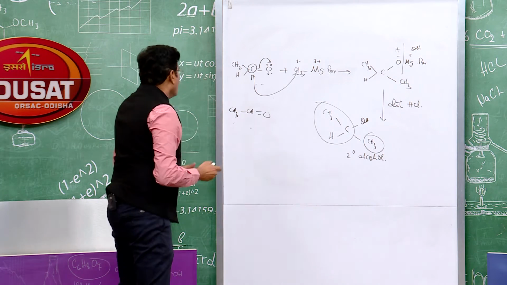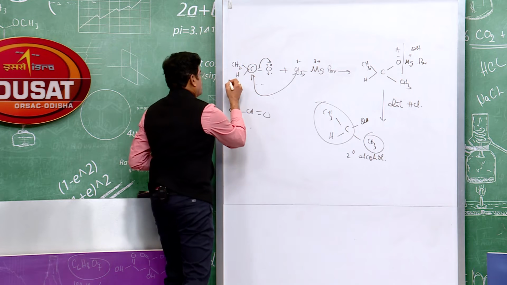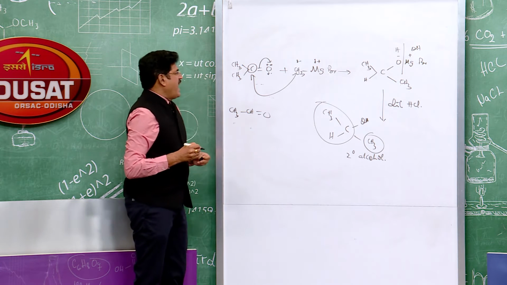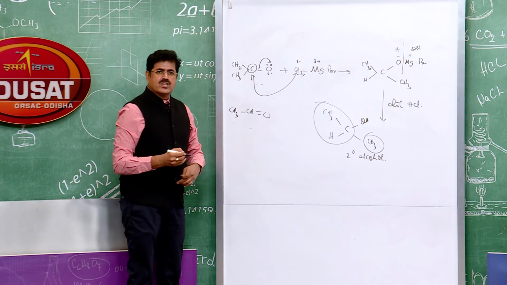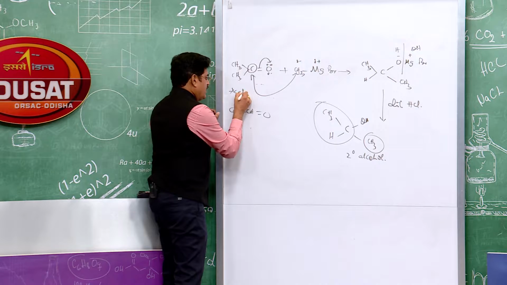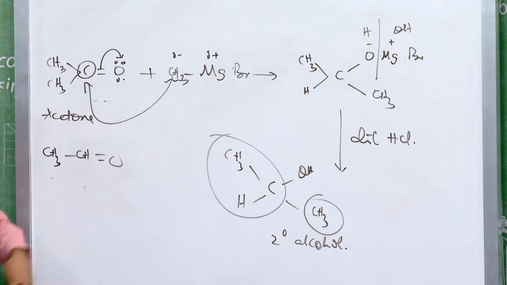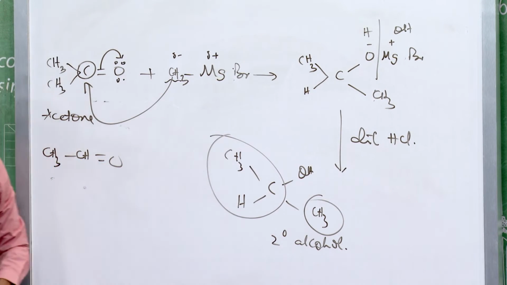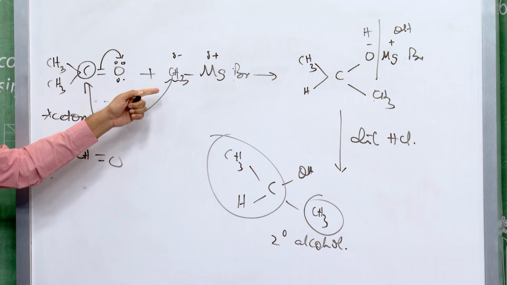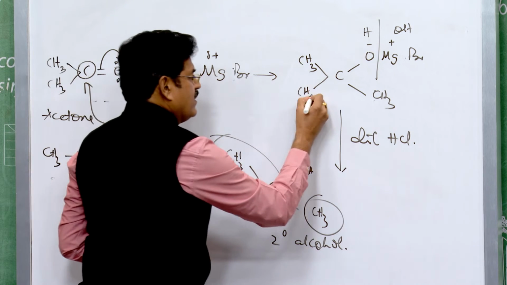Let me show that on the whiteboard here once again. See here. Look at the whiteboard. I am taking acetone here. This is acetone. Remember, students, you have to be well acquainted with the common names. This is acetone. This is methyl magnesium bromide. Methyl magnesium bromide with acetone.